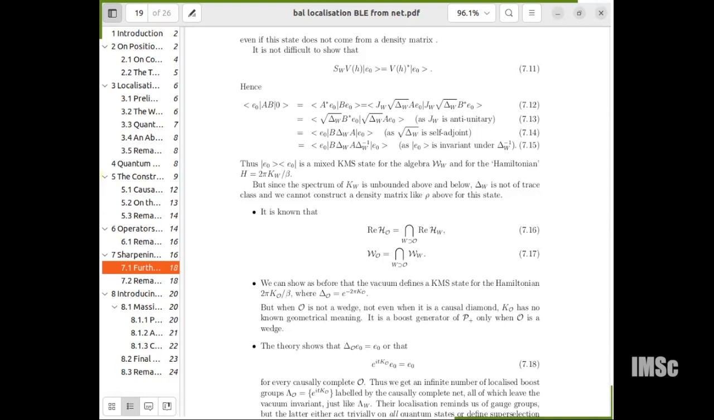What is beta? Beta is not determined by a model, and that is not intrinsically determined. What is intrinsically determined is the one parameter group generated by the boost operator. The normalization is not determined. So the boost operator has a dimension. Lorentz is a Lorentz transformation, so it is dimensionless.